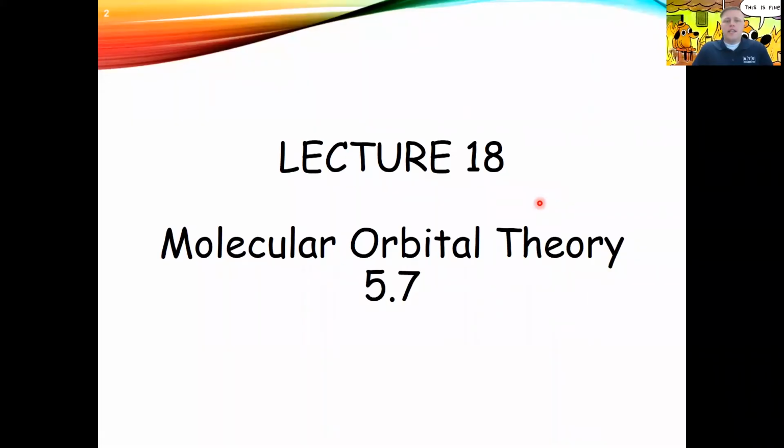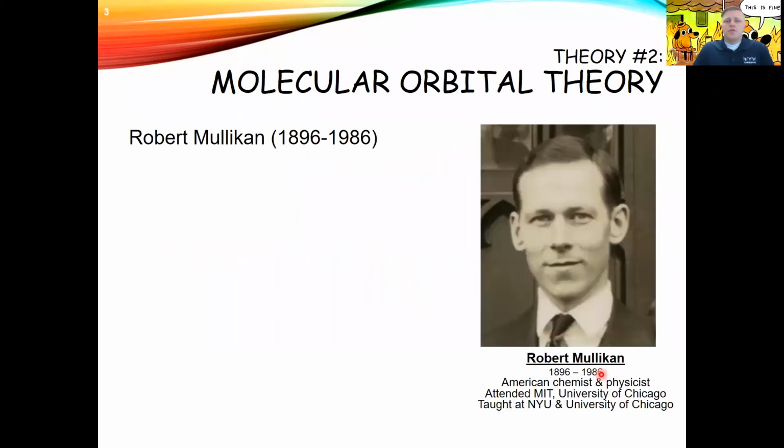This is lecture 18. Today we'll be talking about molecular orbital theory. So this is just about the best theory we have in chemistry. It basically describes everything we need it to. So this was developed by an American chemist named Robert Mulliken.